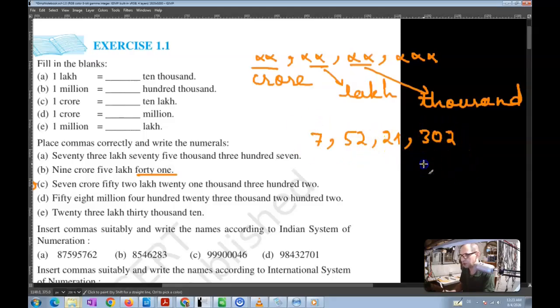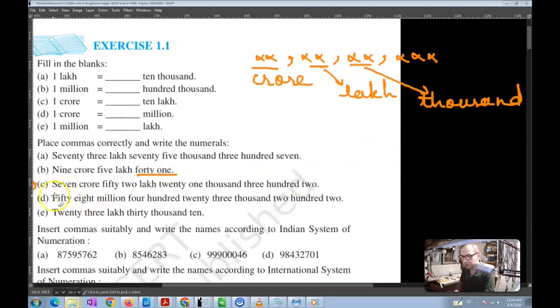The same number in the English system, you would write 302, then 221 with another comma, and then 75 and another comma. So that's essentially 75,221,302, right?